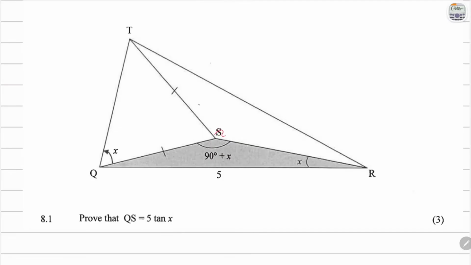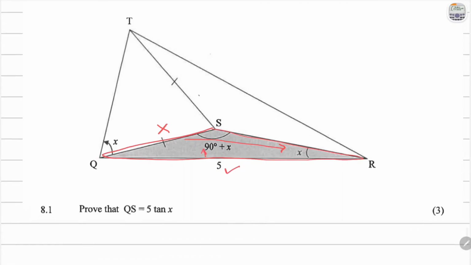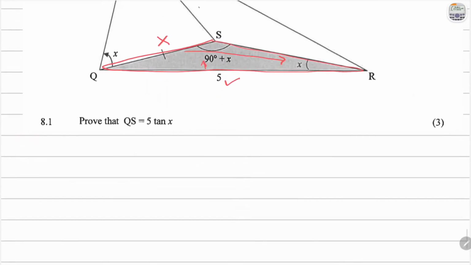Using this triangle below, QS is this side here. To find this side, we can use the sine rule because of the angles that we have. The angle opposite QS is X. We also have another paired angle and side that is complete: 5 units, and opposite 5 units, we have 90 degrees plus X. So let's go ahead and use the sine rule.